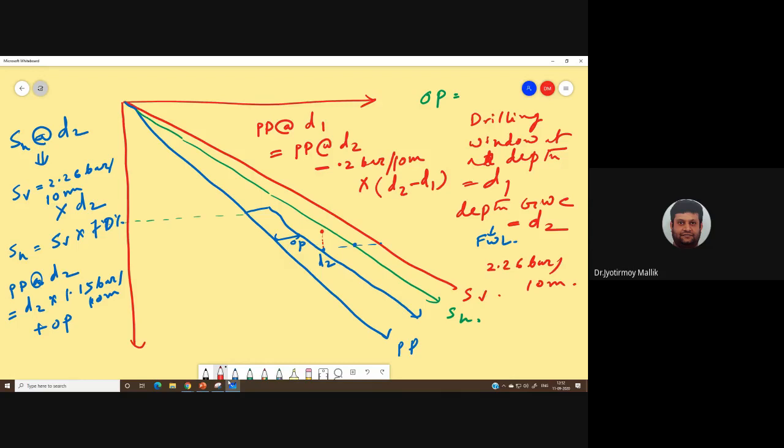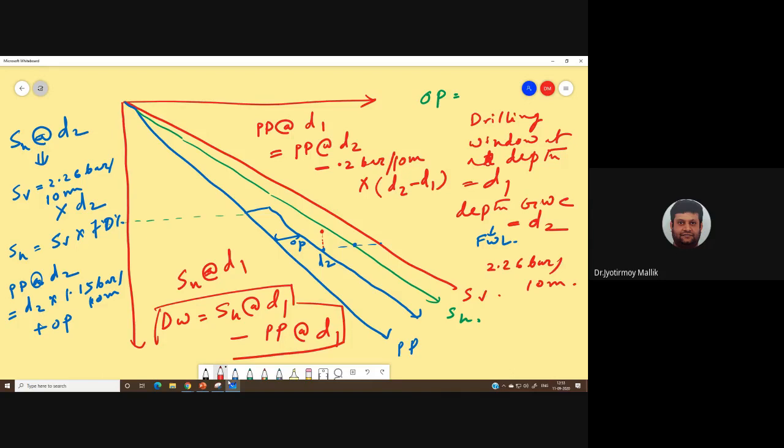Then similarly, like I have calculated the SV at D1, I can also calculate S small h at D1. So my drilling window will be S small h at D1 minus pore pressure at D1. If we do that, I will be able to calculate my drilling window, which is nothing but this value.